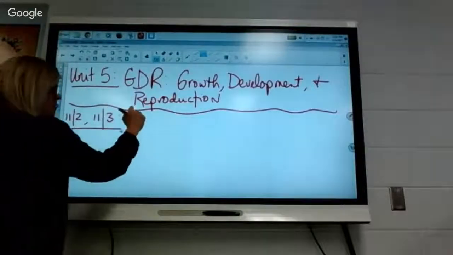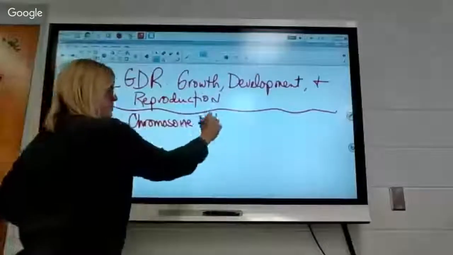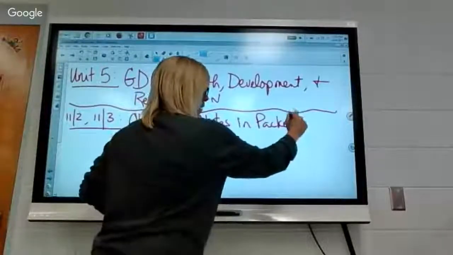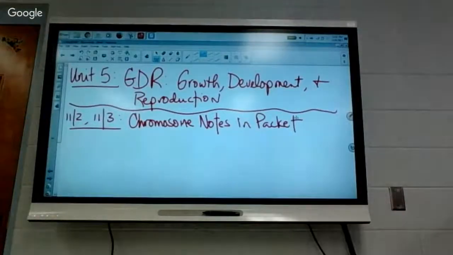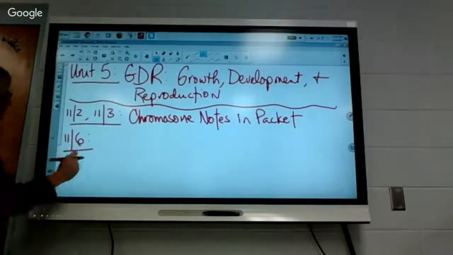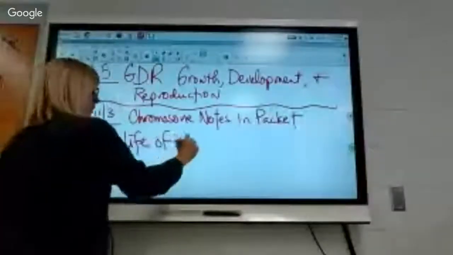All right, so we already have chromosome notes in the packet. That's just for you, so that when you're going back and you're like, wait a second, I thought we had something else on here, we did, it's in that circle map. So just make that note so you'll know that this whole thing goes together, okay? So GDR, growth, development, reproduction. Okay, so what we're going to start is look at a cell's life cycle. The life of a cell.